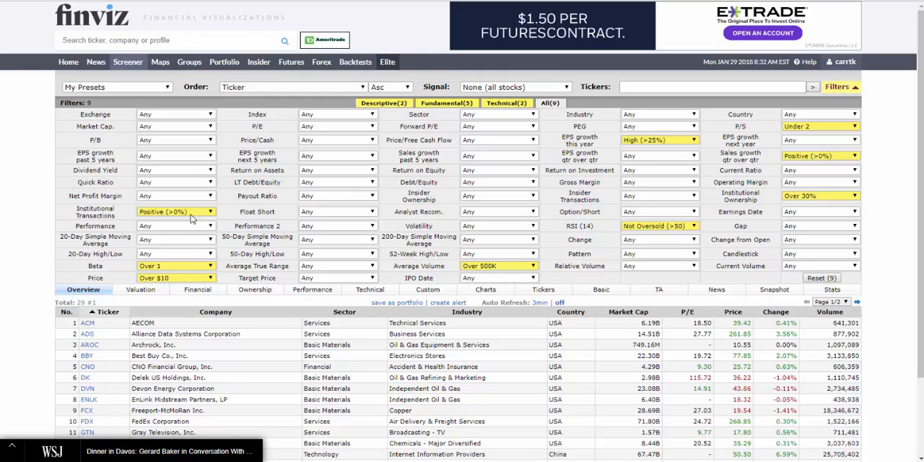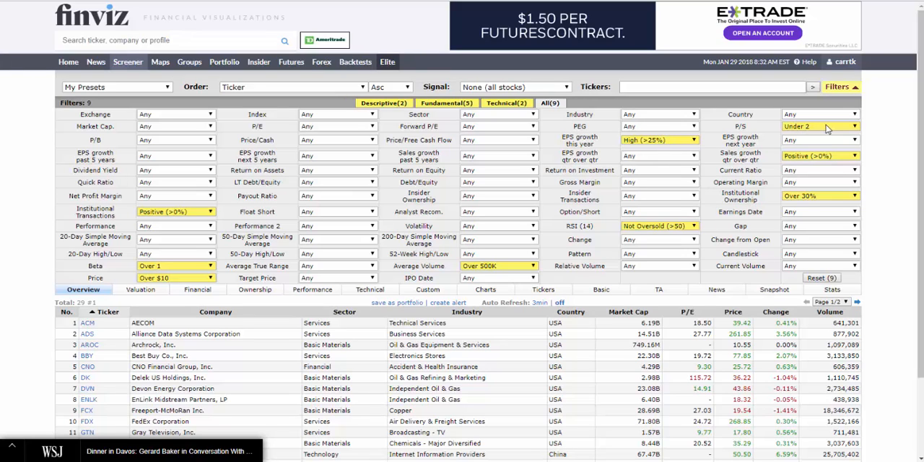So hedge funds are buying, mutual funds are buying, professional investors, investment banks are buying shares of our stock more than they are selling them. That's a positive thing. We also want stocks that show EPS growth over 25% in the last year. That gets us into a very rarefied set of companies with strong earnings growth.